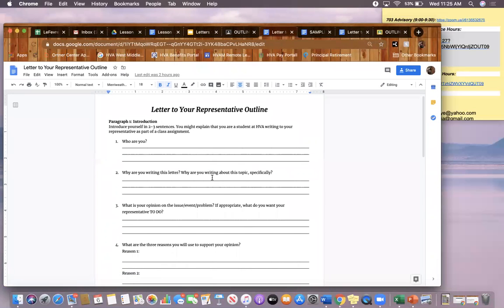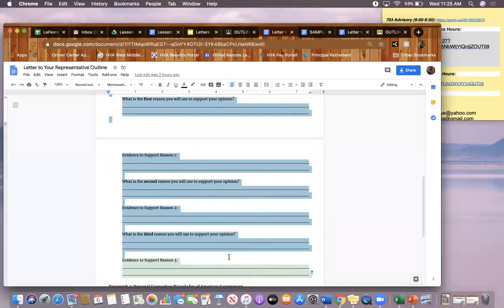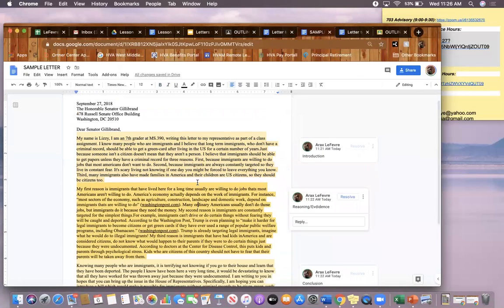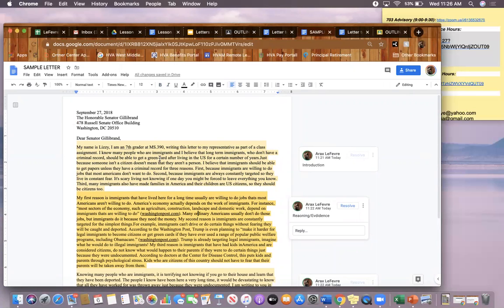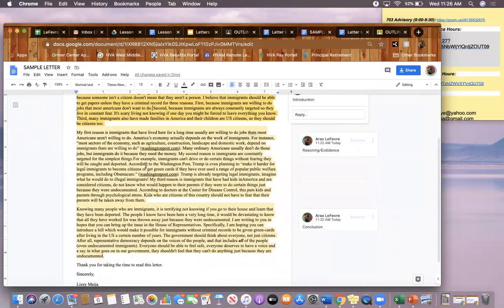Okay, so what we're going to do in this video is actually look at an exemplary body paragraph so that you understand why you are outlining the things you're outlining in this second section. Very quickly, if we look at our sample letter, this is the exemplary letter. The paragraphs from the RTL from yesterday and today are taken directly from this letter. A letter to your representative does not look like a 5-paragraph essay in ELA. A letter to a representative will only be 3 paragraphs.